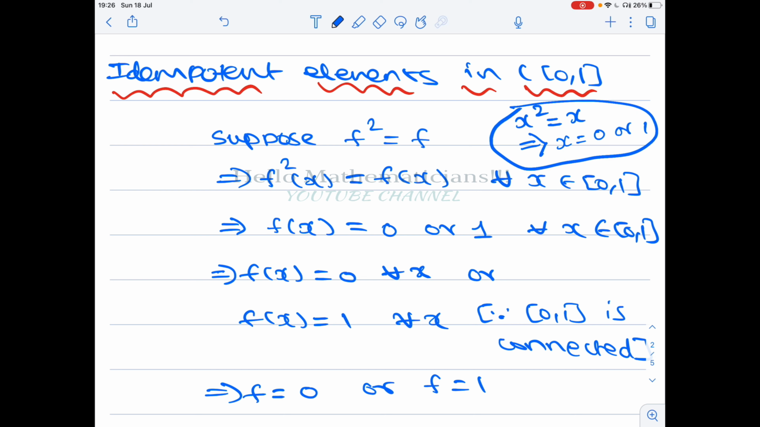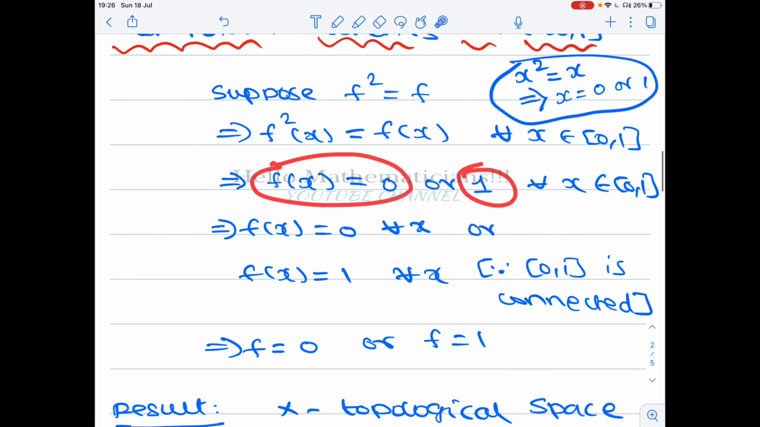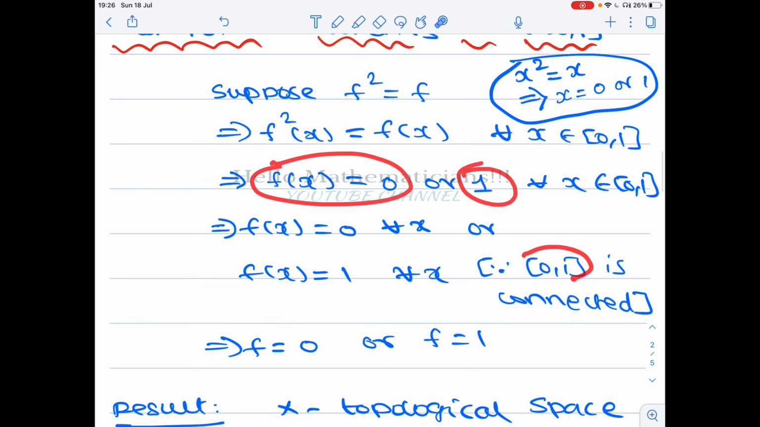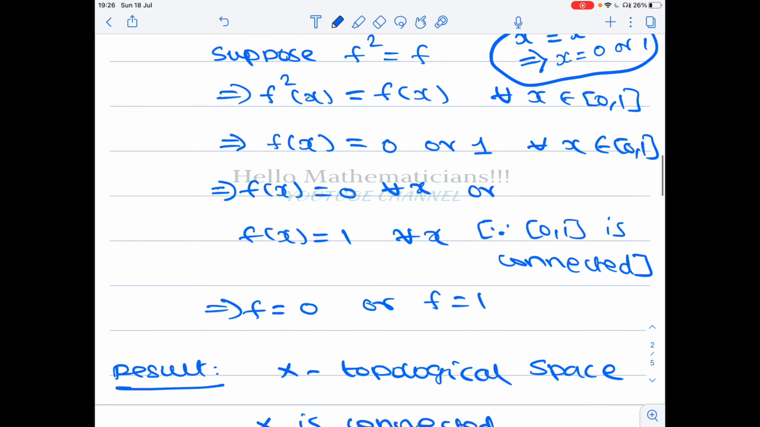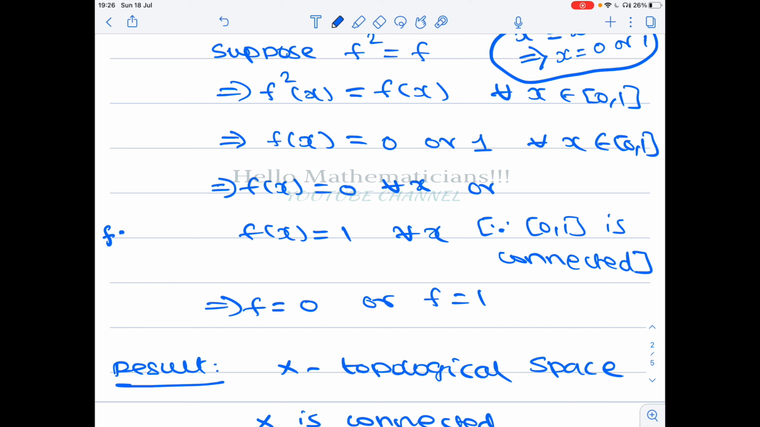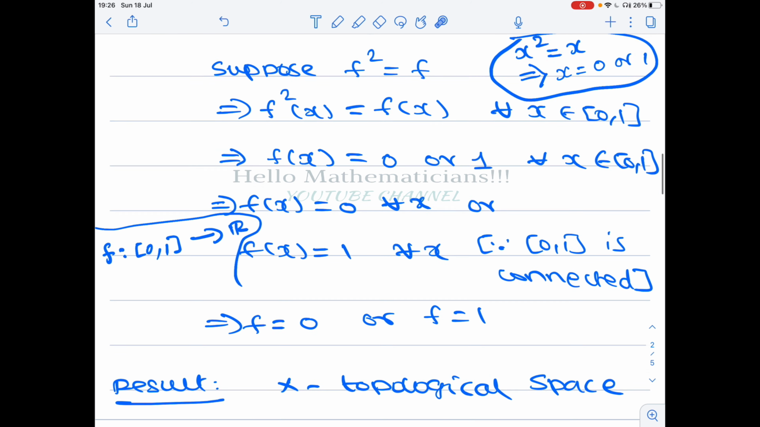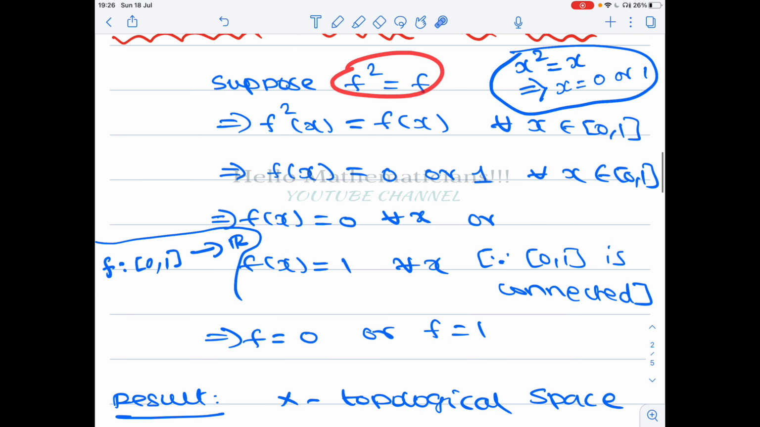Okay. Therefore, f of x has to be either 0 or 1. Now, the closed interval [0,1] is a continuous function domain, and maybe we'll write it here. So, we are looking at continuous functions from [0,1] to R. Now, suppose f is idempotent, it says that the image of such an f has to be either 0 or 1.